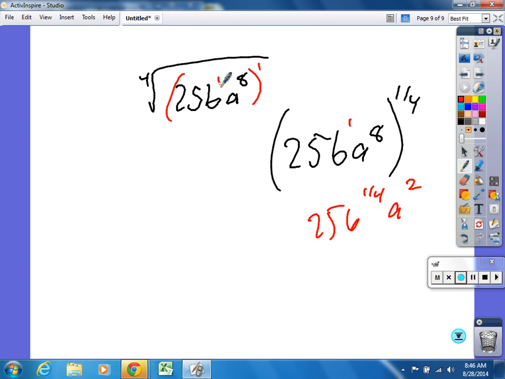Yes, ma'am. Changing it from radical to rational. Has anybody seen radical to rational before, except for the stuff I showed you just a skidgeny yesterday? You have seen it before? Yes.